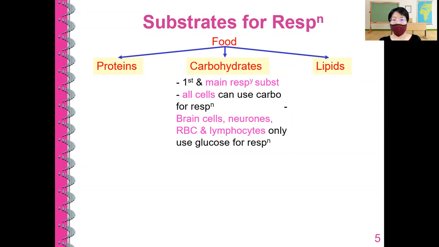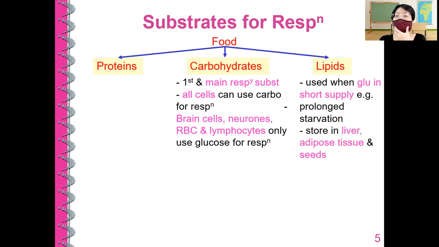Now, when our glucose is in short supply, when we don't have enough glucose, we start to use lipids. Why not enough glucose? Because of prolonged starvation, or when a person goes on a diet, they don't take carb, no carb, no carb, for many weeks. After that, they start burning their fats. Then you can start to see they shrink already. The fats are stored in the liver and adipose tissues, and also in the seeds for plants.